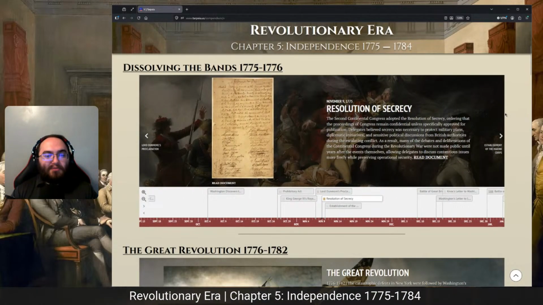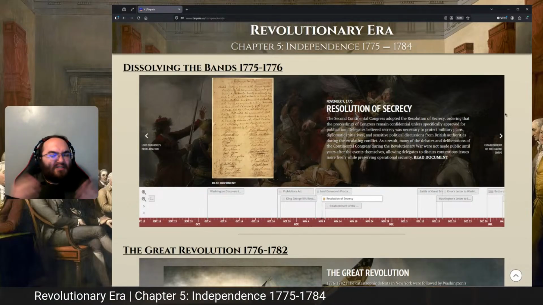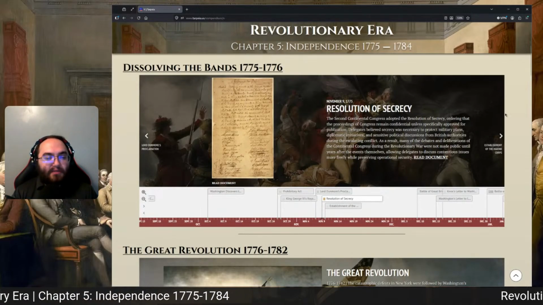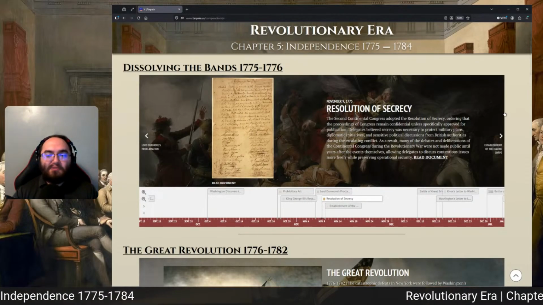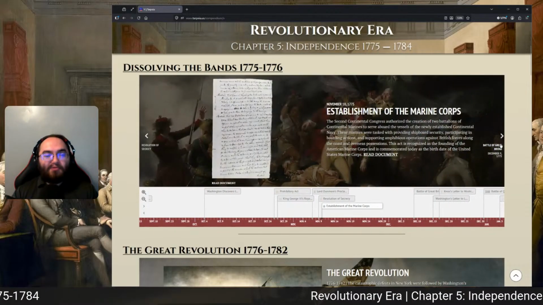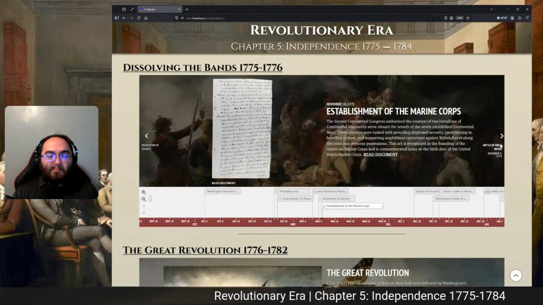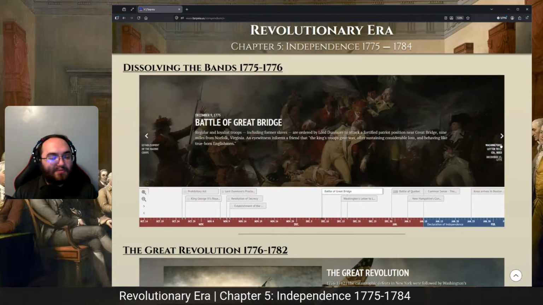Congress would pass a resolution of secrecy, and it's just a fun little document that I added to this timeline. You also have the establishment of the Marine Corps, which I thought was interesting to include.